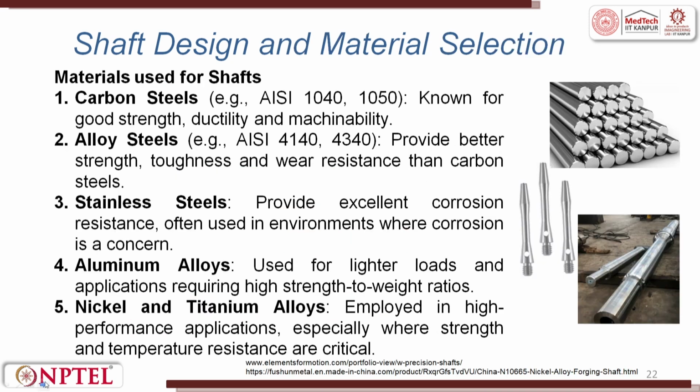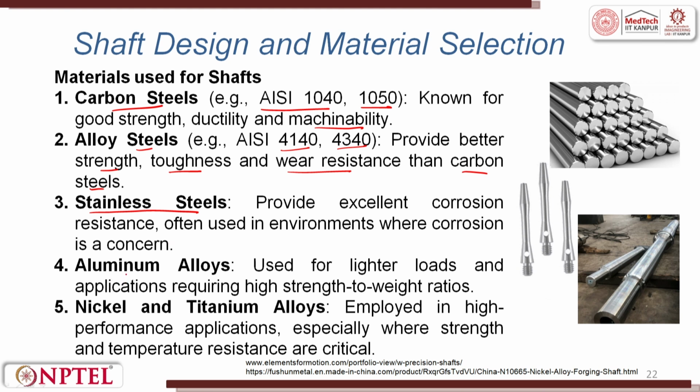Materials used for shafts could be carbon steels, for example AISI 1040 or 1050. This is known for good strength, ductility and machinability. Alloy steels, for example AISI 4140 and 4340. These provide better strength, toughness and wear resistance than carbon steels. Then comes stainless steel. These provide excellent corrosion resistance, often used in environments where corrosion is a concern. So stainless steel is used where the resistance to corrosion is required more.